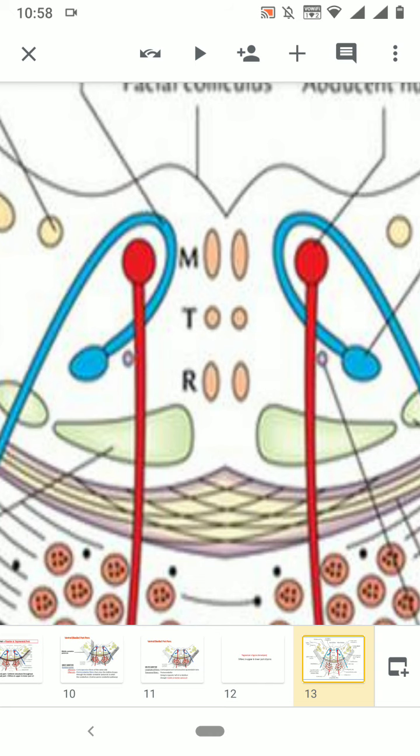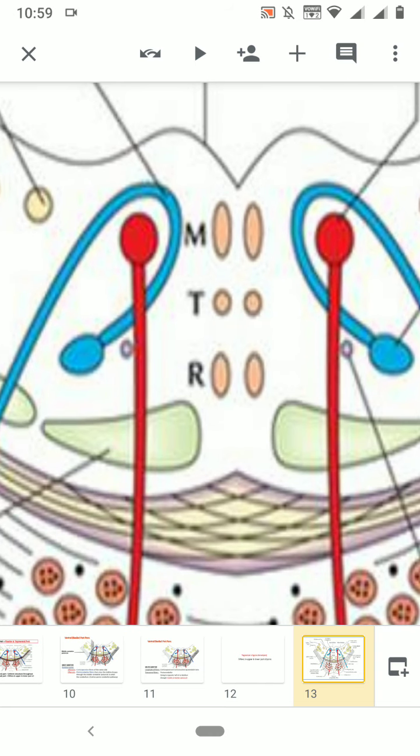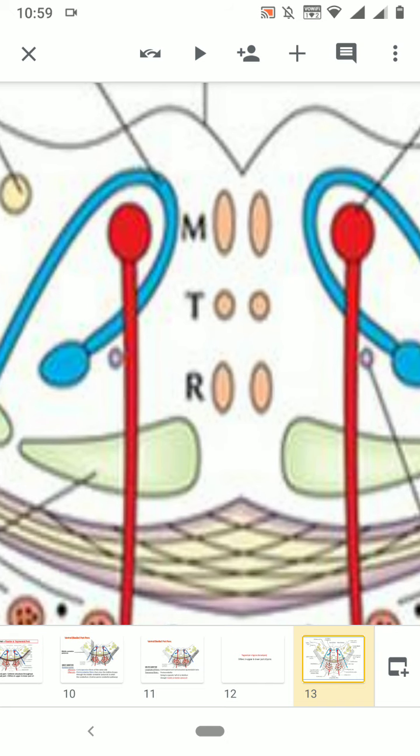These are the crisscross communicating fibers between the cranial nerves: third cranial nerve, fourth cranial nerve, fifth cranial nerve, sixth cranial nerve, even ninth, tenth, eleventh. All cranial nerves are communicating through this M, that is the medial longitudinal bundle.